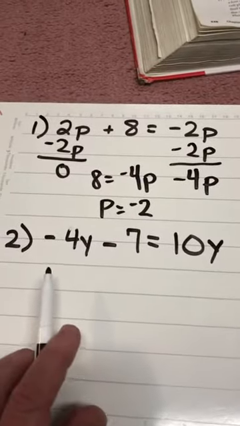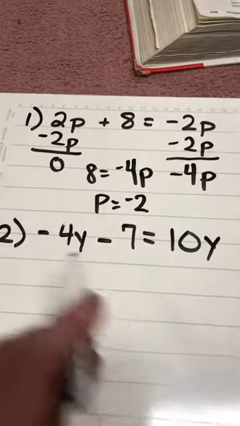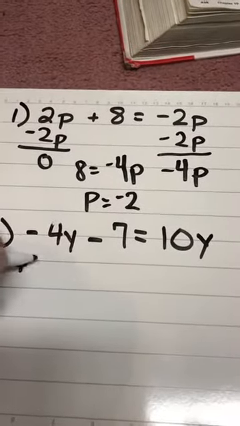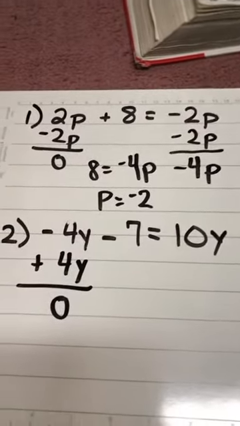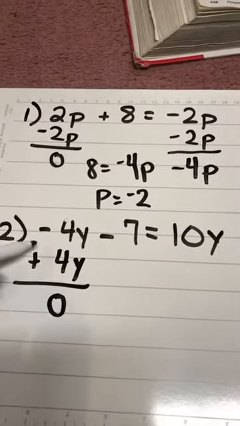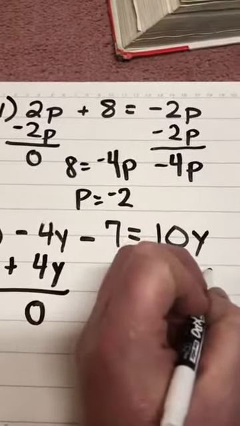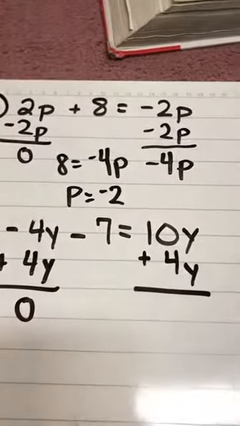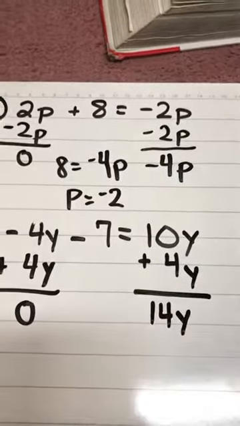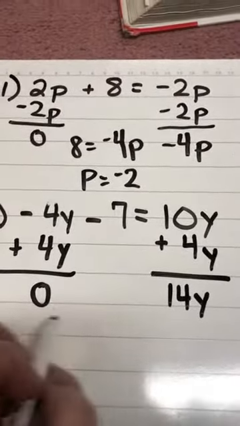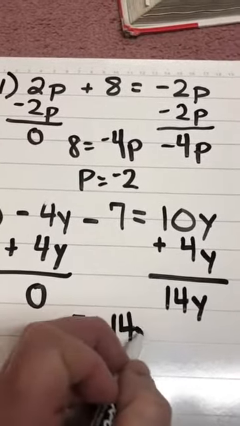Now for this next one, I have negative 4y minus 7 equals 10y. So once again, I'm going to come over here and I'm going to add 4y to both sides. Okay, I'm at negative 4y. So to get to 0, I want to add 4y, which means I'm going to have to come over here and I'm going to add 4y over here. 10y plus 4y equals 14y. Okay, so now I'm left with negative 7 equals 14y.